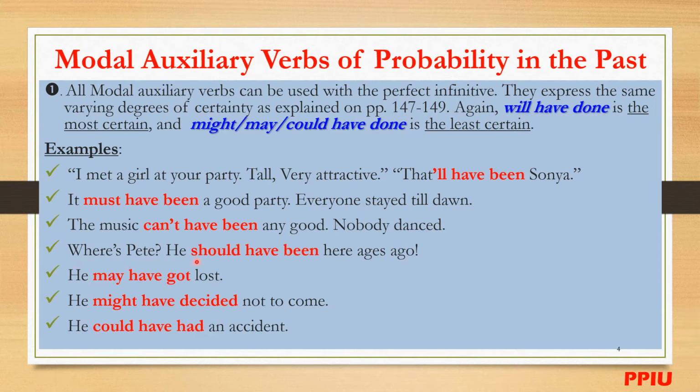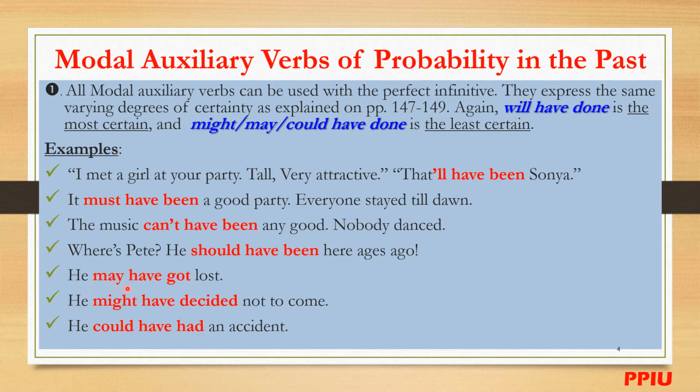Where's Pat? He should have been here ages ago. Since they know Pat clearly, they suppose that he is normally early. He normally has been here before the other people come. The possibility is high, but not really high. We can say, with should, it's just maybe 50% or something.